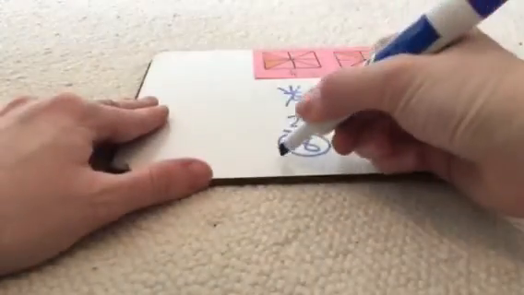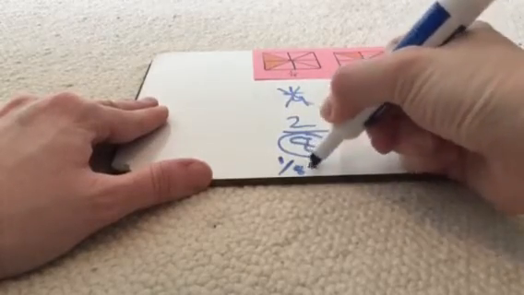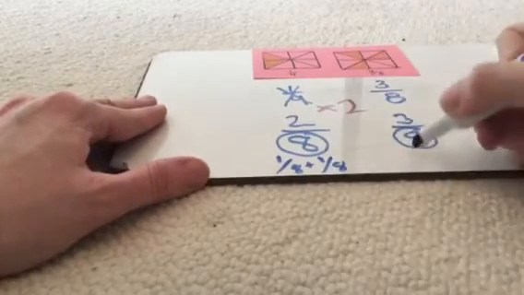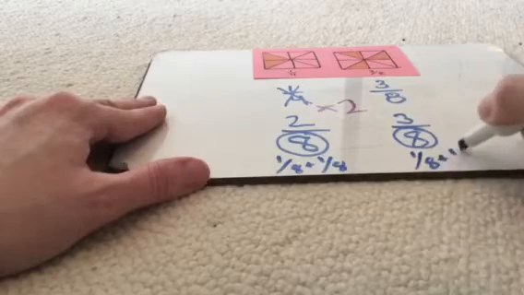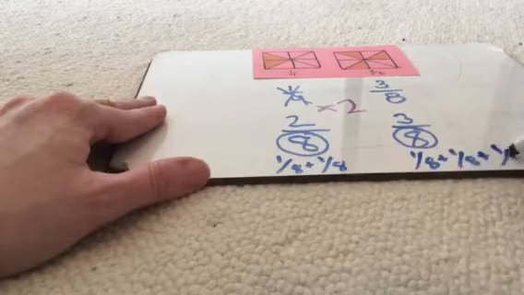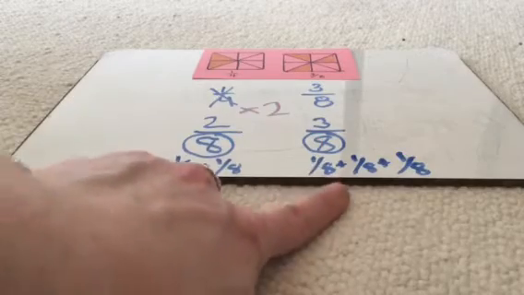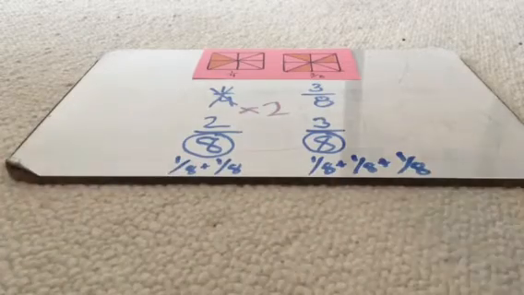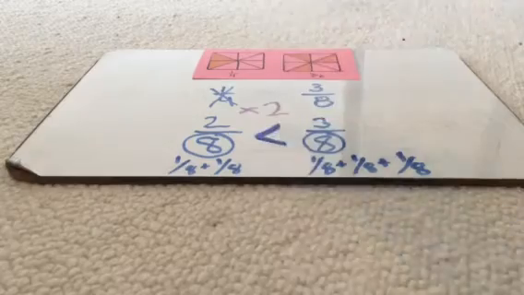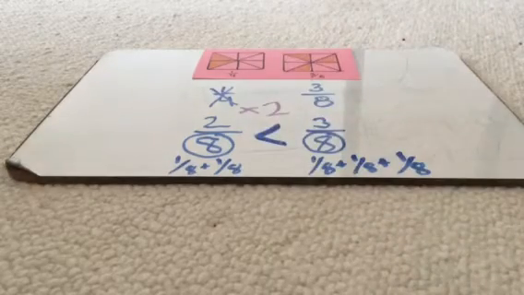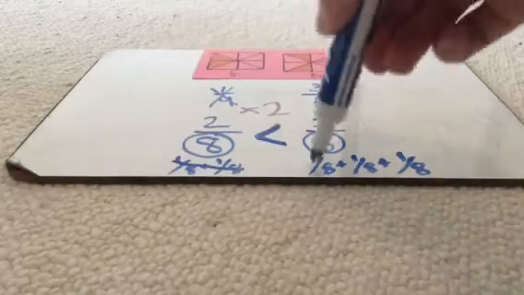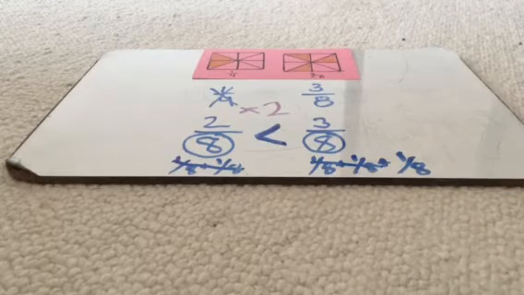Let me push this up. So this is 1/8 plus 1/8. This is 1/8, 1/8, 1/8. So they're all the same size pieces. Would I rather have 2 of them or 3 of them? Well, I'd say that 3 of them is more because this has an extra 1/8 in it.